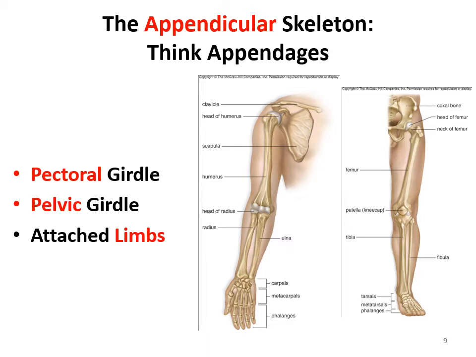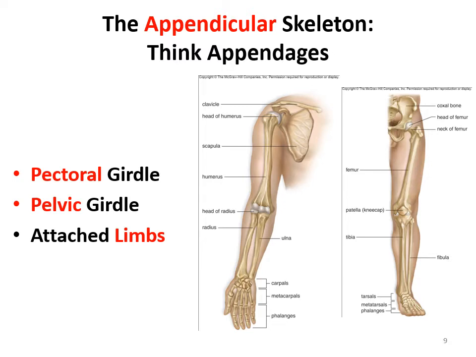In addition to that axial skeleton, I want you to know that the other form of your skeleton is your appendicular skeleton. Okay, so you have the axial middle line of your skeleton, and then you have the appendicular skeleton, which is for your appendages, and it includes the pectoral girdle, the pelvic girdle, and the attached limbs.